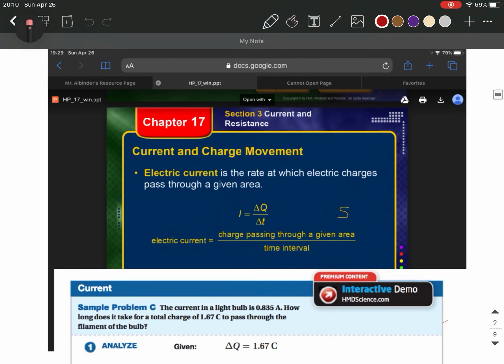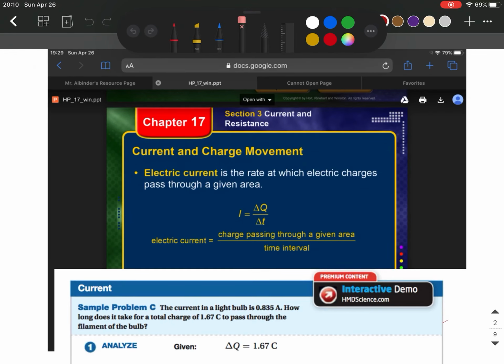So first, let's look at the formula we're going to be using for electrical current, and then let's talk about what it is. So electrical current is the rate at which electric charges pass through a given area. So the electric charges pretty much are electrons. So how fast these electrons are going through a cross-sectional area of wire, if you want to think about it. A cross-sectional area of wire is a point in the wire, how fast the electrons are going. So if this is the wire, and this is a cross-sectional area, and the electrons are flowing through, how fast these charges are going through that cross-sectional area.